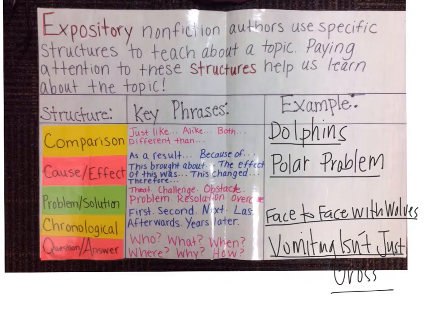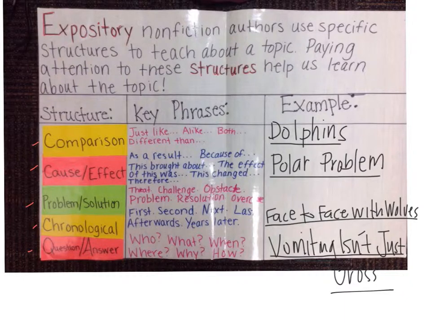Boys and girls, today we will be putting together a lot of the things that we have learned from this unit. If you remember last week, we talked about this text structure chart for expository nonfiction. We talked about the 5 different kinds or ways that expository nonfiction is organized. Remember, there's comparison, cause and effect, problem solution, chronological, and question answer.